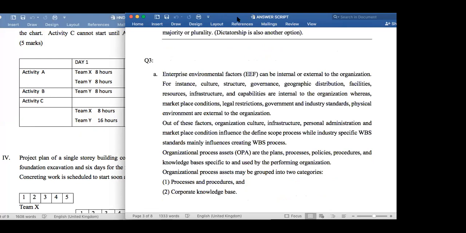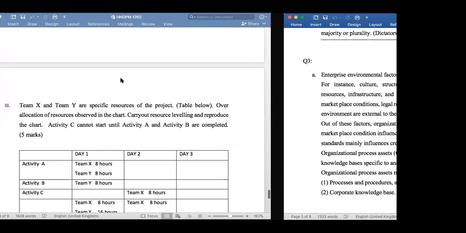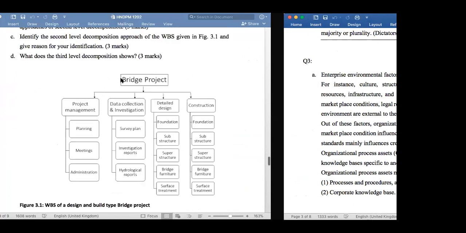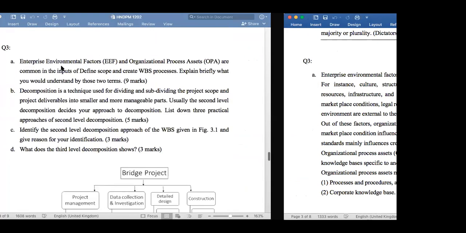So this one, the third question. Enterprise environment factors and organizational process assets are common inputs of define scope, and I am writing certain things to give some idea. The question is: explain briefly what you would understand by those two terms. You are getting 9 marks. What is EF and what is OPA? It's simple. I will tell you how to write also. Now the answer is this.